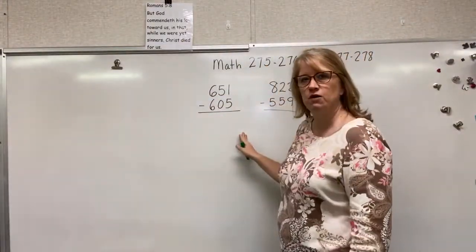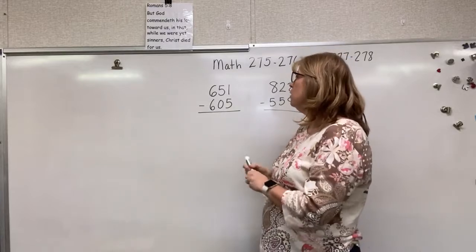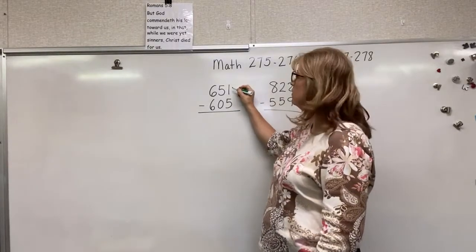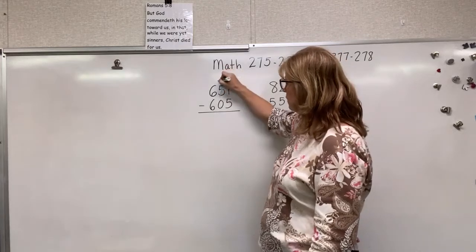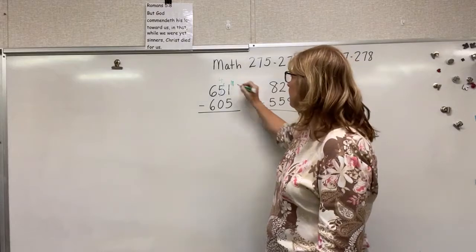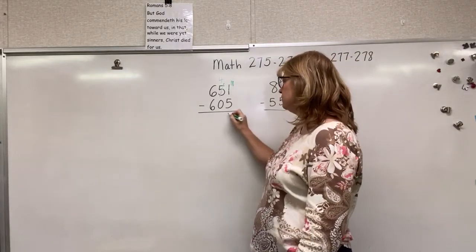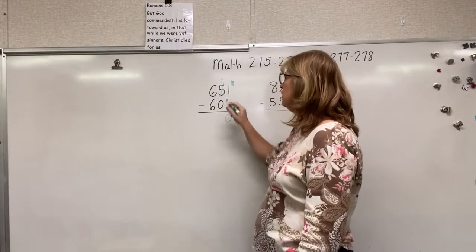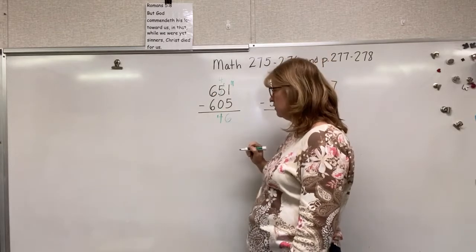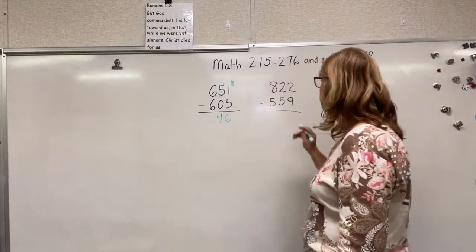Let's look at this first problem. We're going to subtract. Can we take 5 from 1? No. So we have to go to the 5, make it a 4, and make the 1 an 11. What is 11 minus 5? 6. 4 minus 0 is 4, and 6 minus 6 is 0. And that's the answer to that.